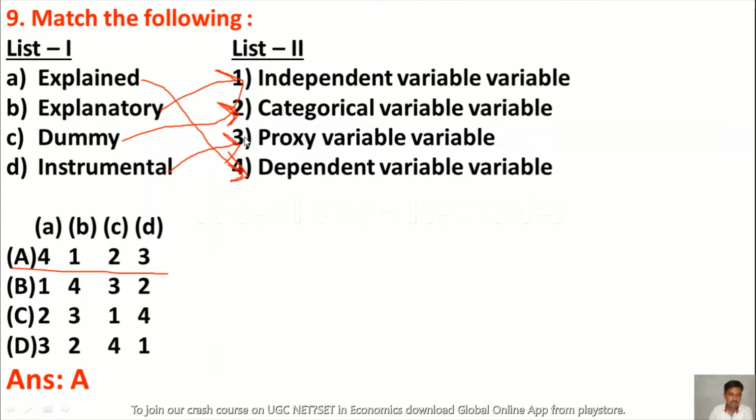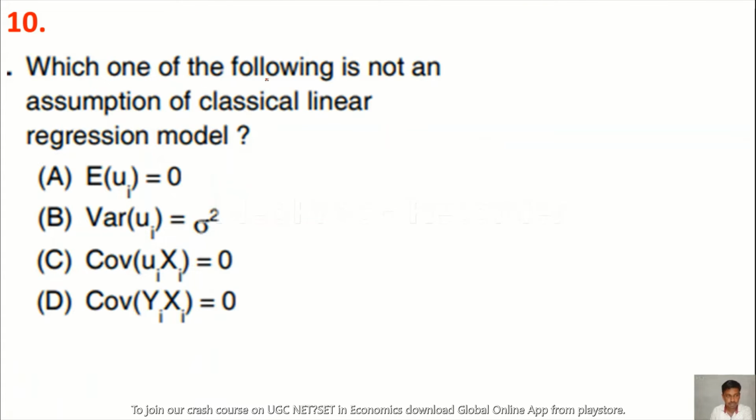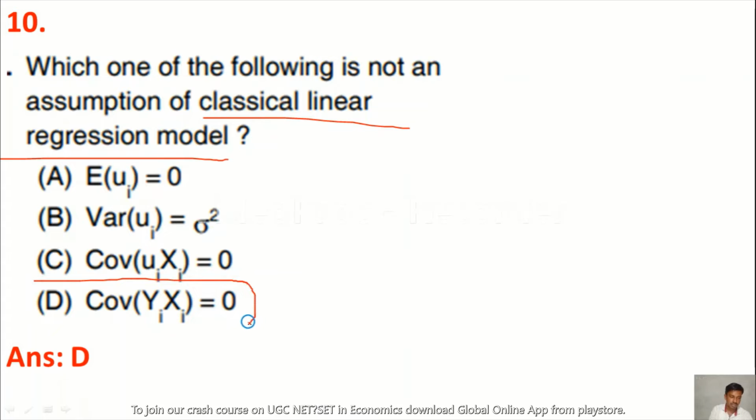Question number 10. Which one of the following is not an assumption of the classical linear regression model, CLRM? So let us move to the answer directly. Here the right answer is option D.